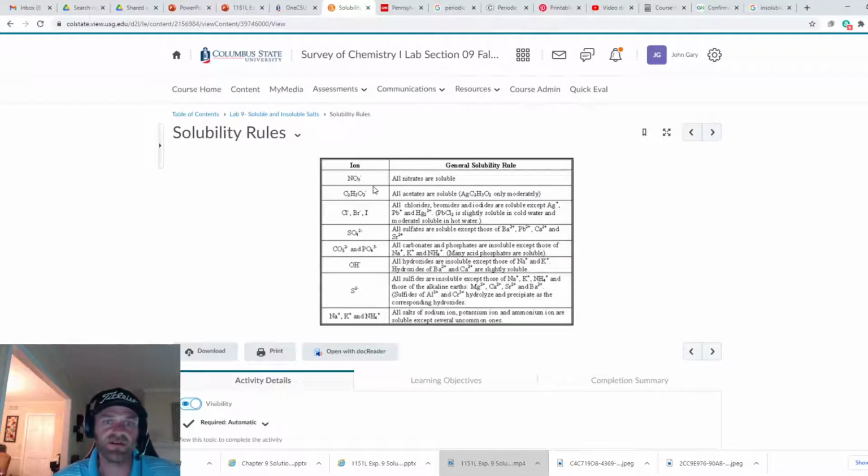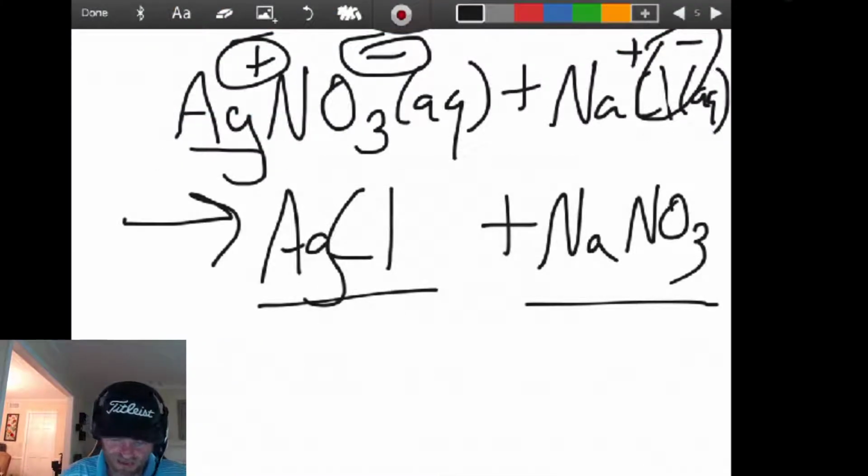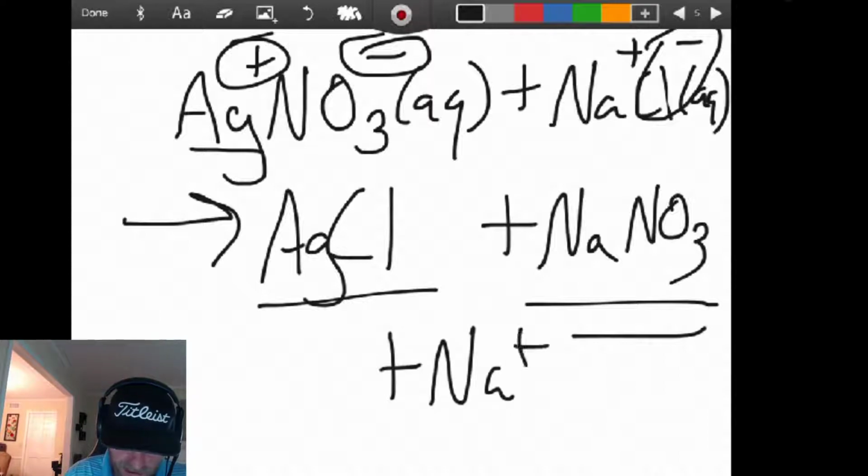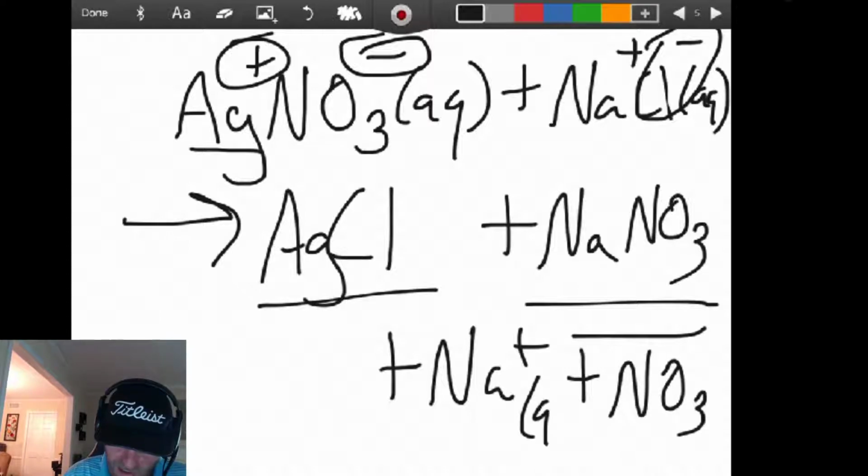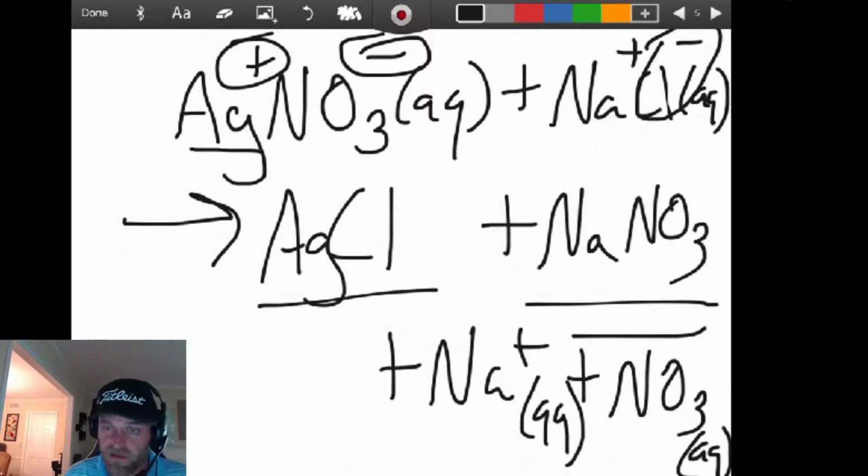Solubility. Okay, so nitrate. It says all nitrates are soluble, no matter what. So what does that mean? That means that this NaNO3 right here is definitely soluble. So I'm going to go ahead and break that up into Na plus and NO3. And I'm going to put that AQ because that's what soluble means, right? Aqueous. It's little AQs down there, AQ plus AQ. And the NO3 has a negative charge on it.